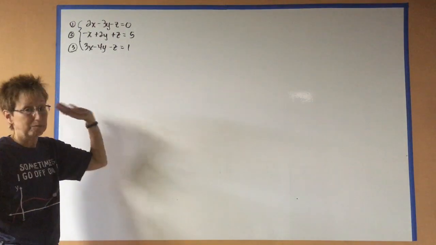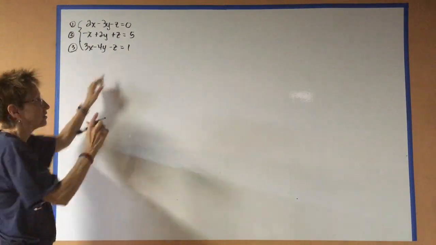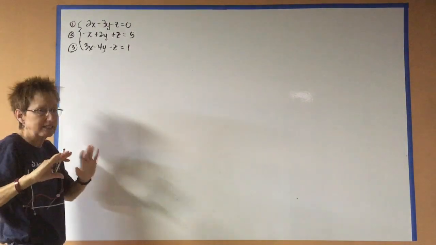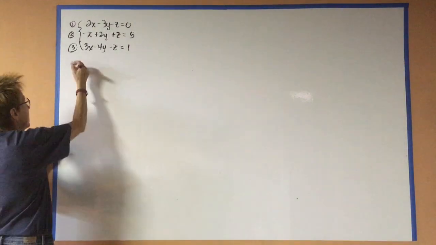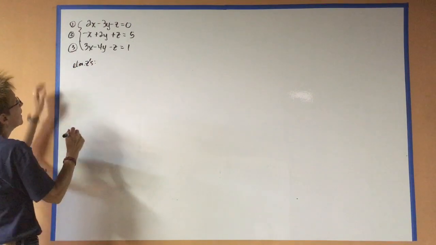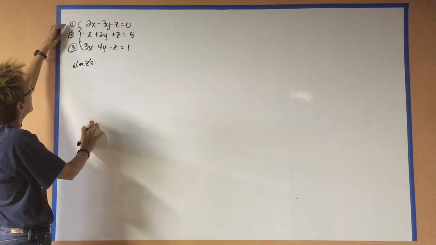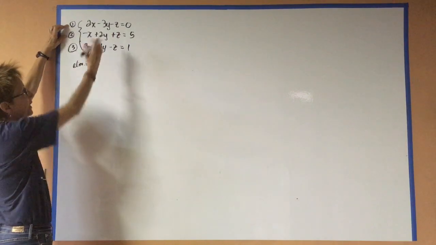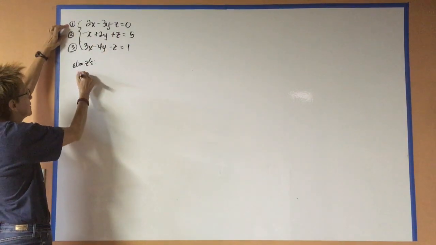Could I do the x's? Absolutely. But the z's look even easier. So I do take a few seconds just to think about who I would like to do. So I'm going to propose that we eliminate the z's. So that means that, well, 1 and 2 are ready to go. Look at that. Negative z, positive z. I don't even have to do anything to them.